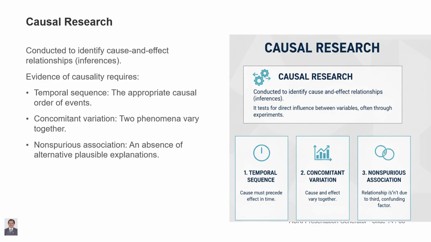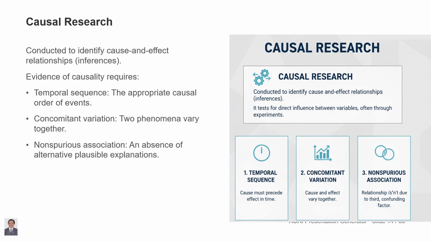This is often considered the most rigorous form of inquiry. The primary objective of causal research is to identify and establish genuine cause and effect relationships. This enables us to confidently assert that one variable directly influences another. To truly infer causality and definitively state that A causes B, 3 specific conditions must be satisfied.